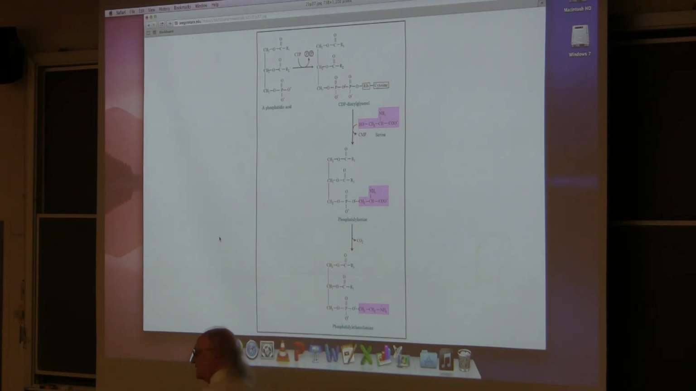What function did that CDP serve? You've seen a reaction like this already. It makes the reaction more favorable. How? What was the name I gave to that molecule? What's a molecule that has a lot of energy, that uses the energy to donate a part of itself to something else? What's that? Activated intermediate, right? This is an activated intermediate.